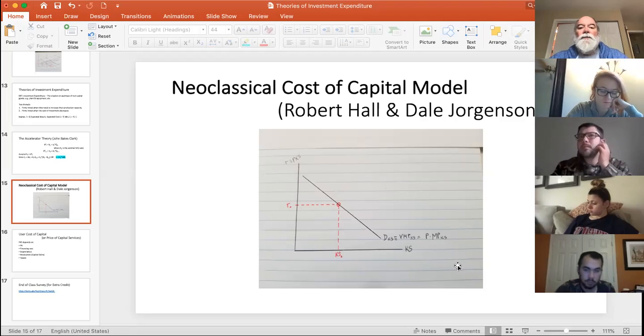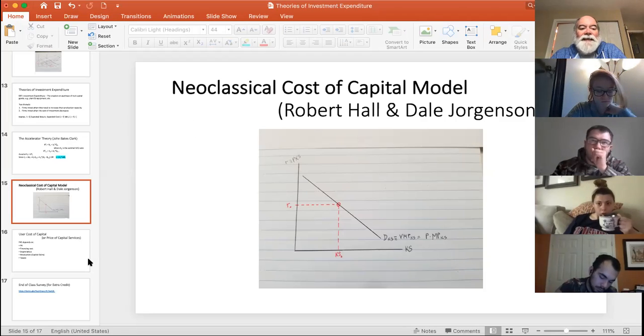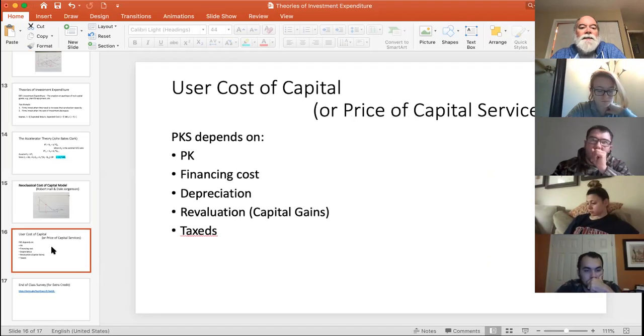Okay, so the challenge with this model is to understand what is this rental thing? What is the cost of capital? Okay, and that's where we're going to go next. All right, I'm going to give you the answer and then we're going to walk through it. Okay.